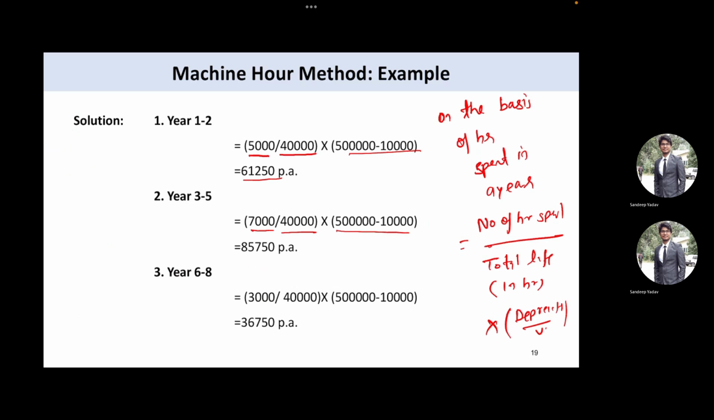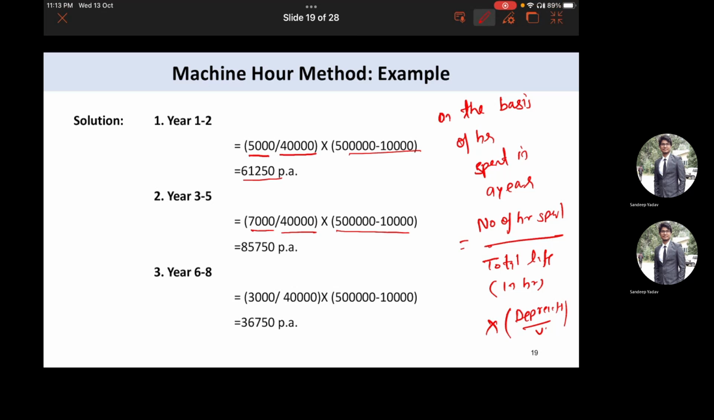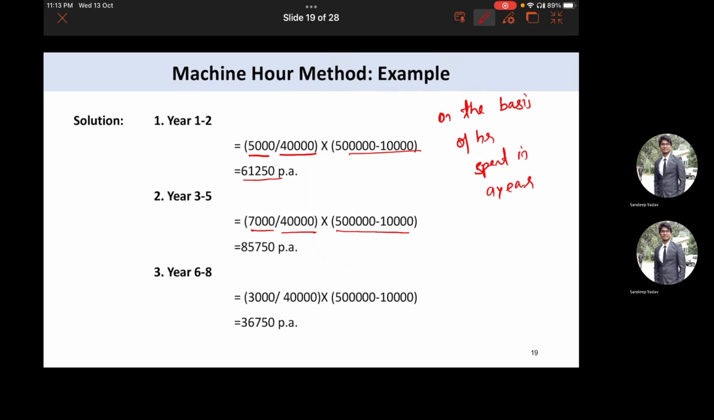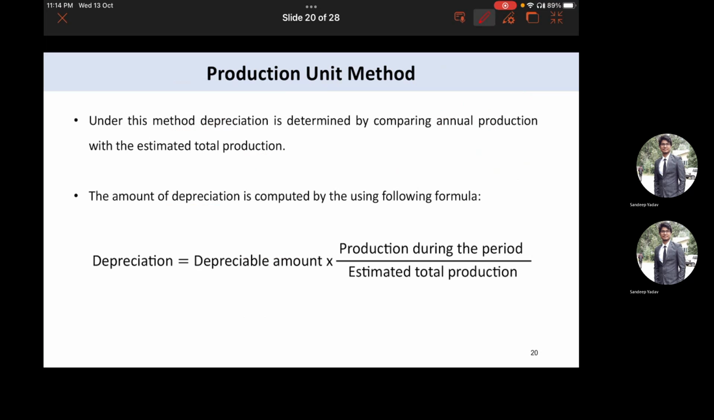Now let's move on here. In a similar fashion, we have calculated for the year 1 to 2, that is 61,250. For the year 3 to 5, it's 85,750. And for the 6 to 8, it is 36,750 rupees. So, that's how the machine hour method works.